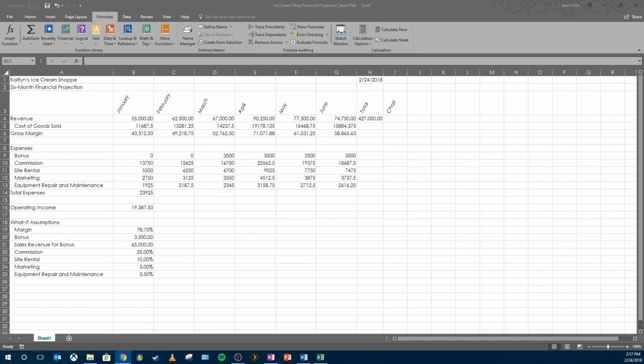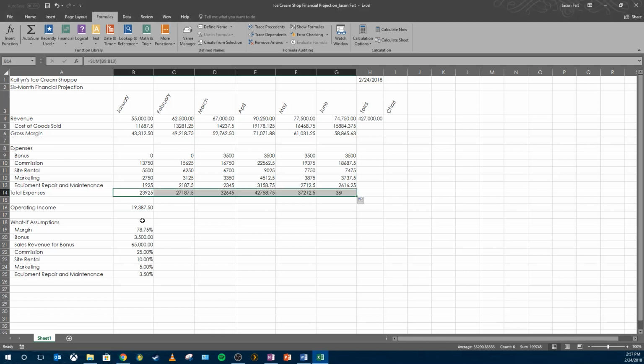Okay, so we're going to go ahead and calculate, fill this across, and do the same thing here. So if you have any questions about that piece, let me know.